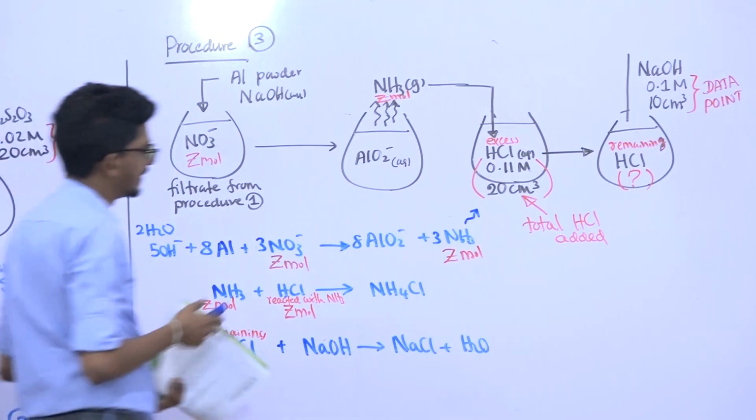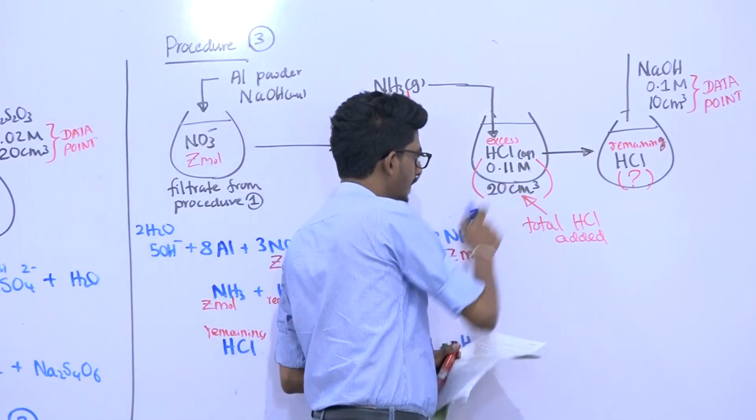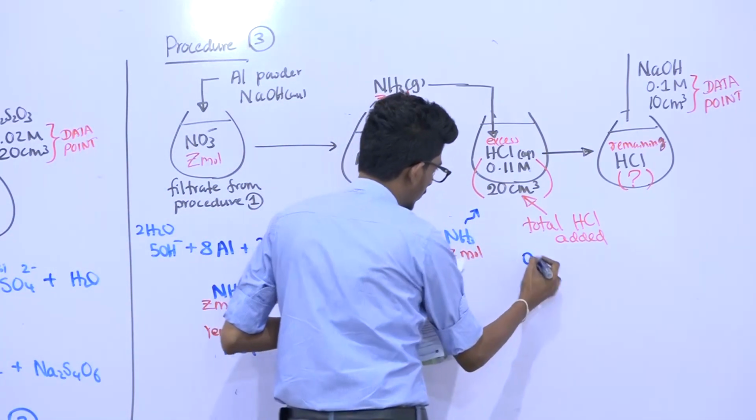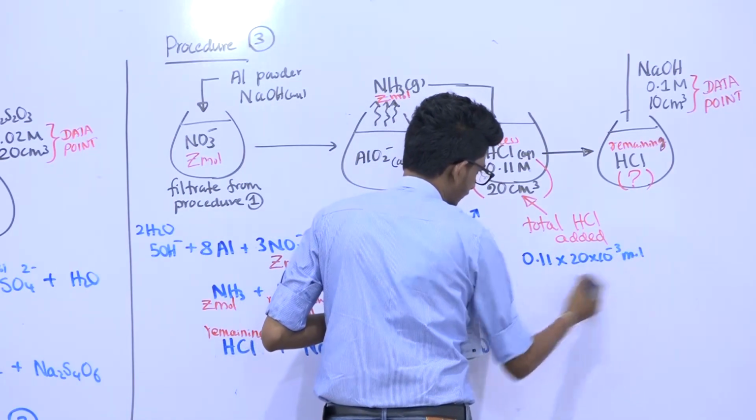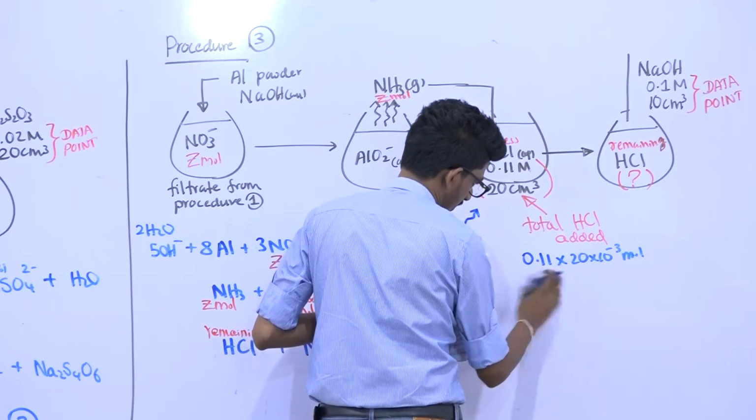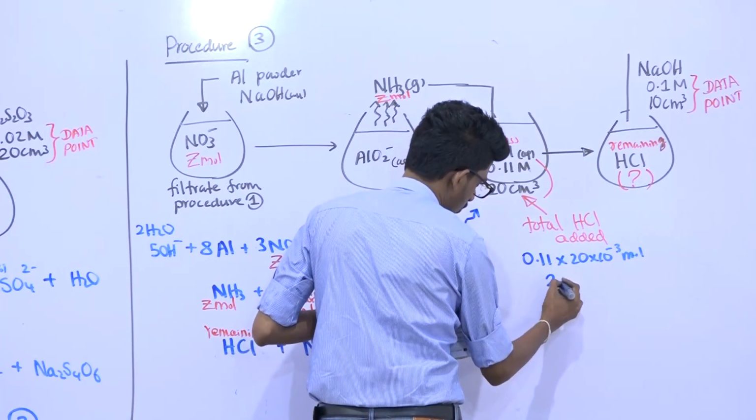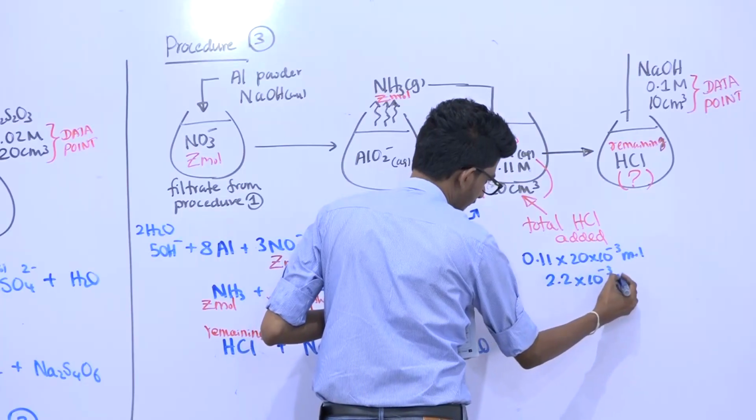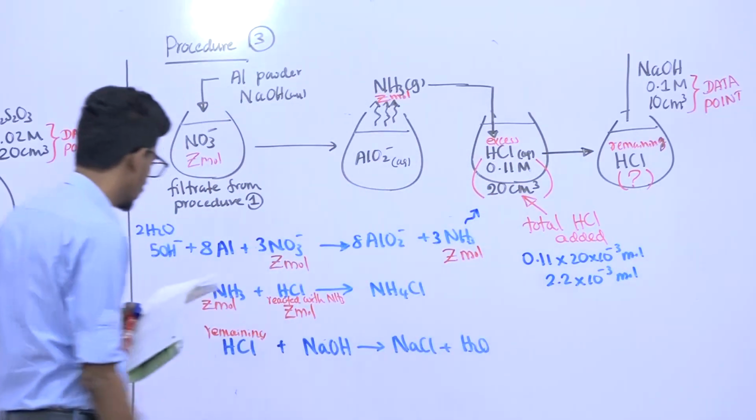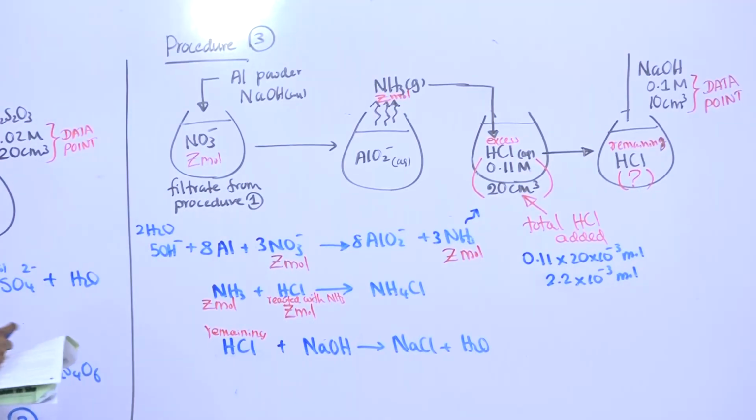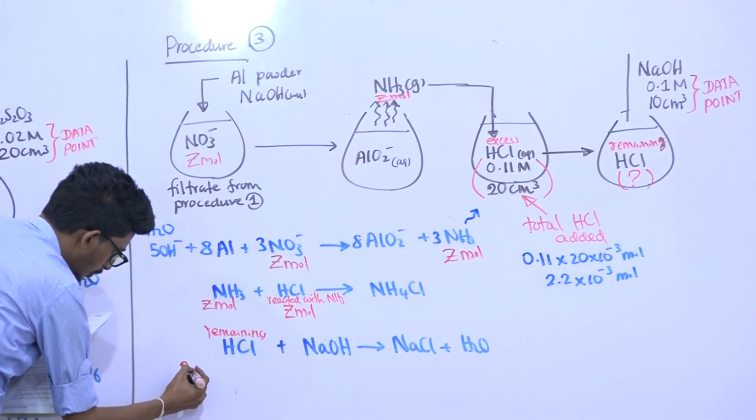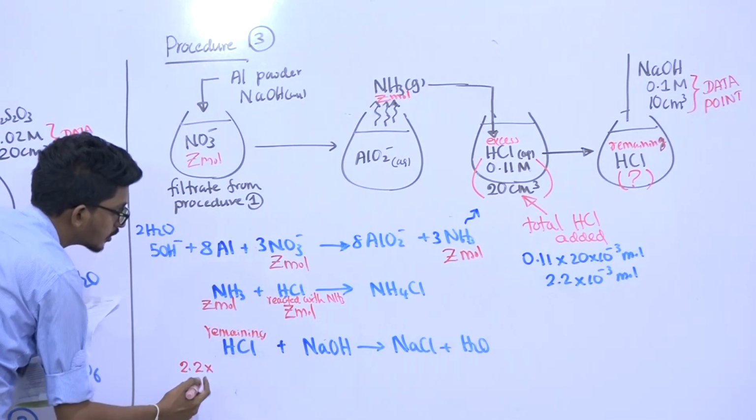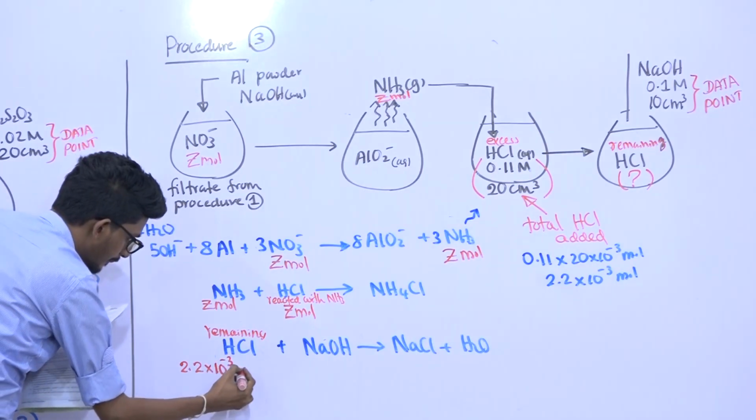Right? Total added is 0.11. This value is 0.11 mole at 20 cubic centimeters. That is actually 2.2 into 10 to the power minus 3 moles. So that is the total HCl added. So the remaining HCl is actually the total HCl added minus the HCl reacted with the NH3. So that is 2.2 into 10 to the power minus 3 minus Z.